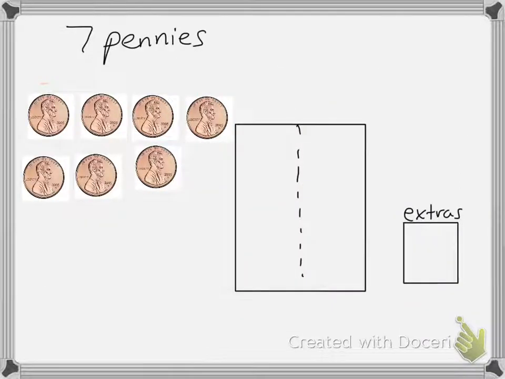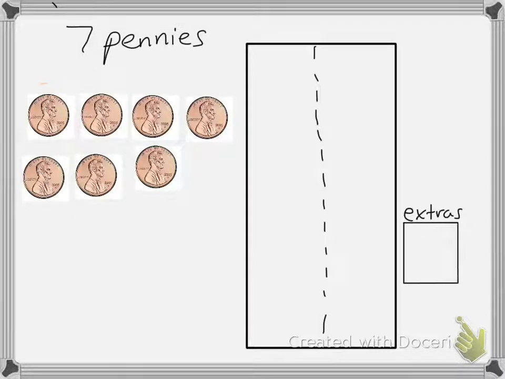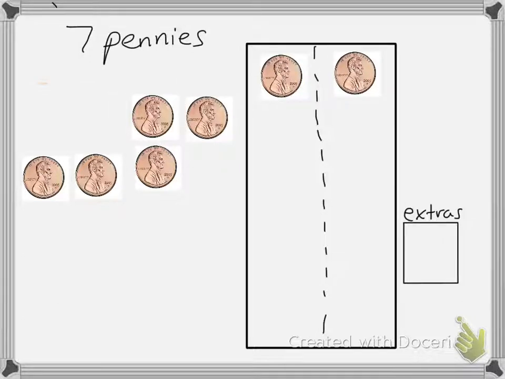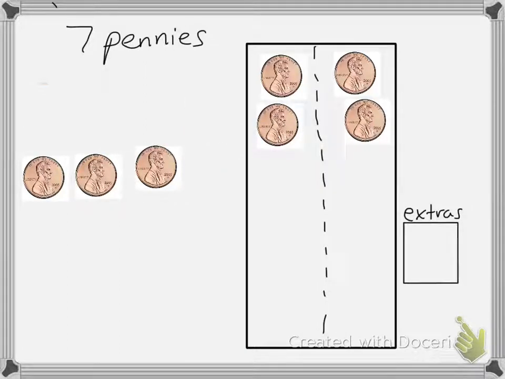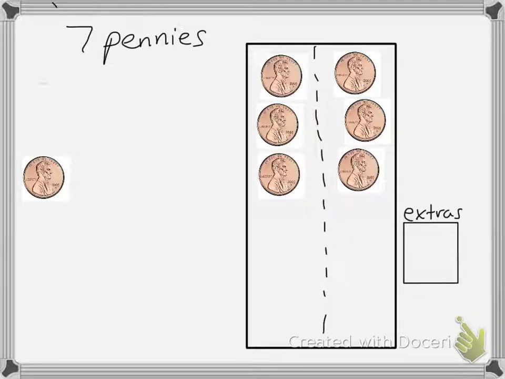Okay, so let's go ahead and do this with 7 pennies. I just made my box a little bit bigger. So we'll move the pennies one at a time into each group. So there's 1 in each half, 2, 3, 3. So I've got 3 in each half, but then I have 1 extra. So there's 1 left over.